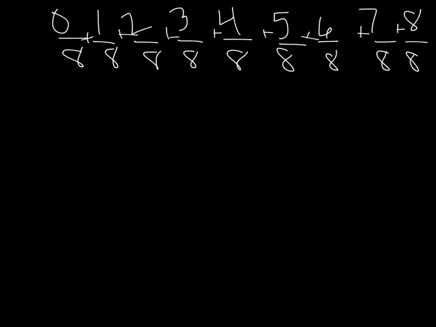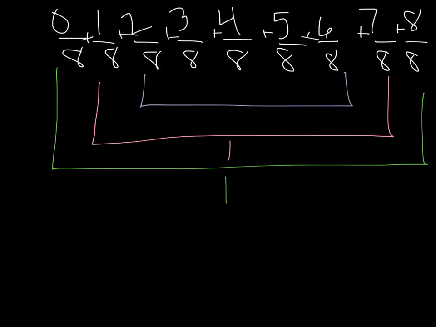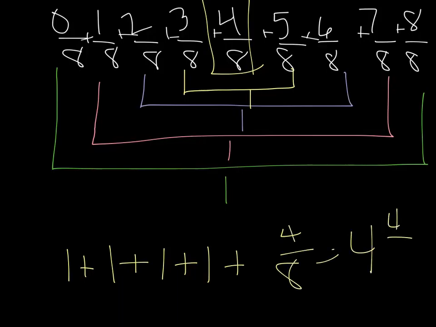For eighths, we will start with 0/8 and 8/8 to get 1. We'll move to 1/8 and 7/8 to get 1. 2/8 and 6/8 to get 1 whole. 3/8 and 5/8 to get 1 whole. And then we are left with 4/8. So we have 1 plus 1 plus 1 plus 1 plus 4/8, or 4 and 4/8, which equals 4 and 1/2.